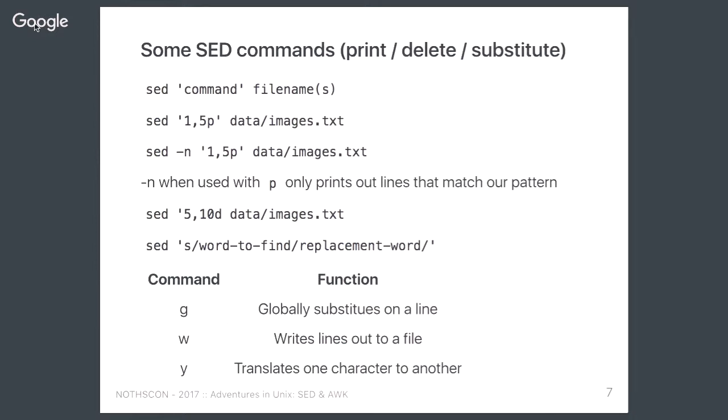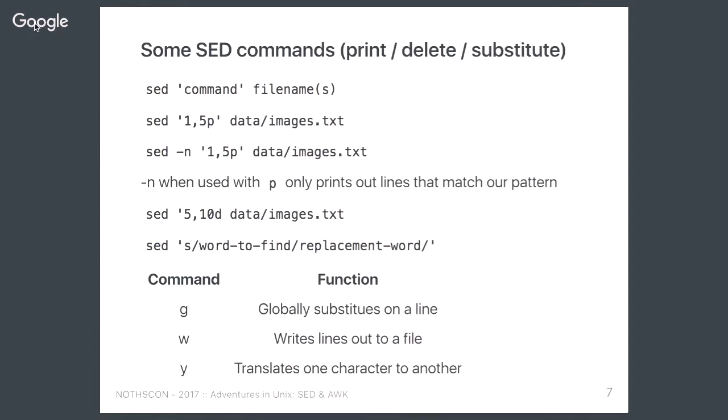So if we say 5 to 10 D, D is delete, and that'll print it out to standard output unless we send it to another file, which is typically what you would do if you're trying to process something, or you would use a pipe and send it to another command, which is kind of, I'm going to say, the Unix way. So the addressing there is 5 and 10, where we're using numbers.